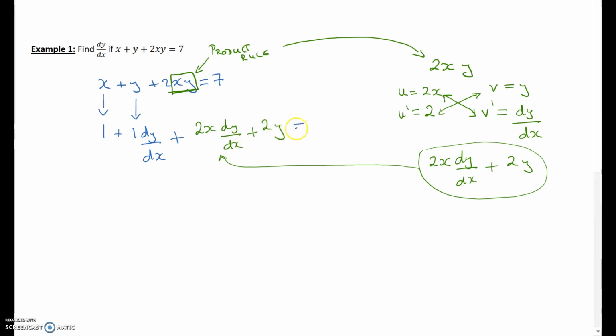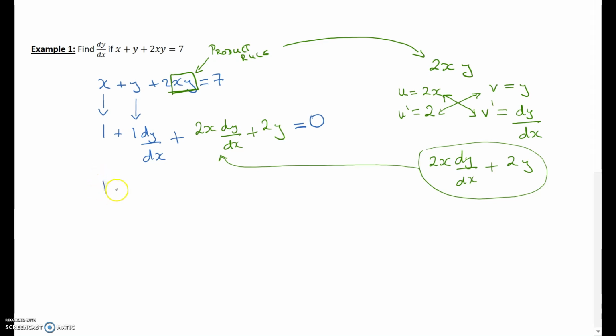And then that's equal to, now don't forget, it's the derivative of 7. It's so easy to just write down 7 here, but it's the derivative of 7. And the derivative of 7, since it was a constant, is 0. So that's the differentiation step done. And after this, it's all algebra. What we're going to do is group the terms that include dy/dx on the left hand side, and we'll move everything else to the right hand side.